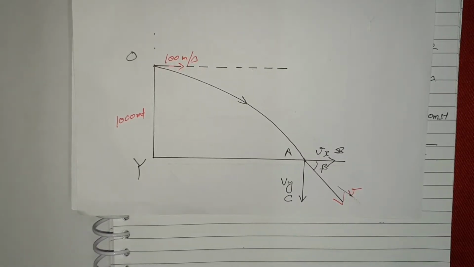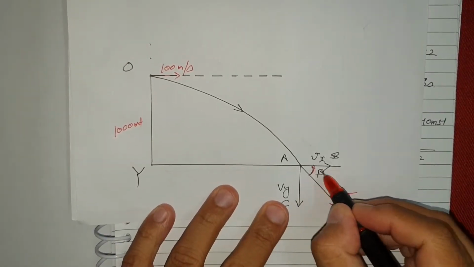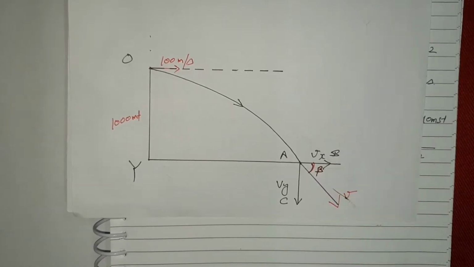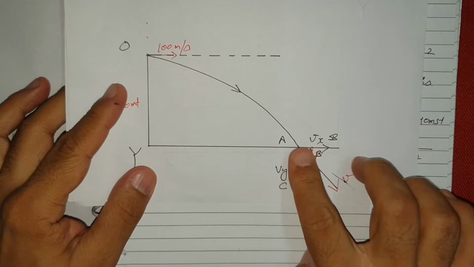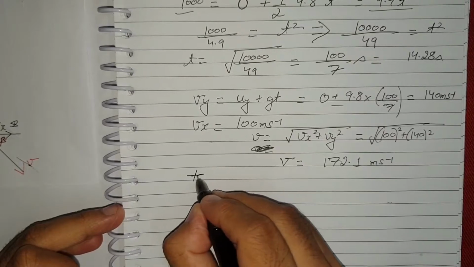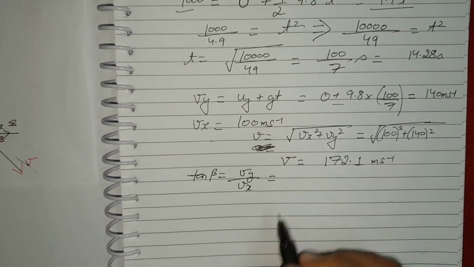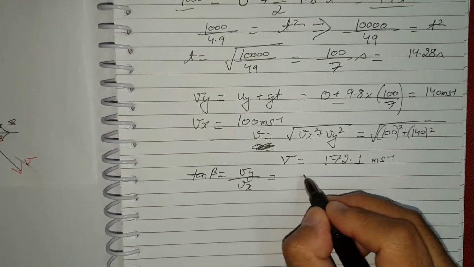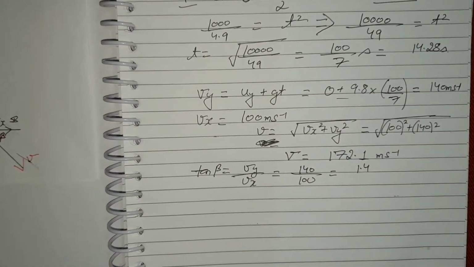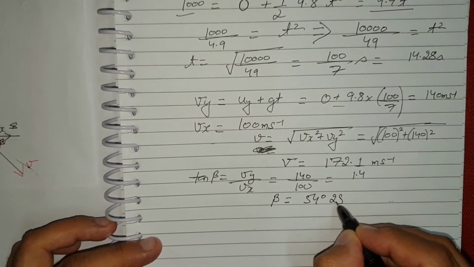Now the velocity is a vector quantity, so we should know its direction also. That's why we have to find this angle beta that it makes with the horizontal direction. We know that tan beta will be Vy by Vx, that is 140 by 100, which is 1.4. So this beta is 54 degrees 28 minutes.